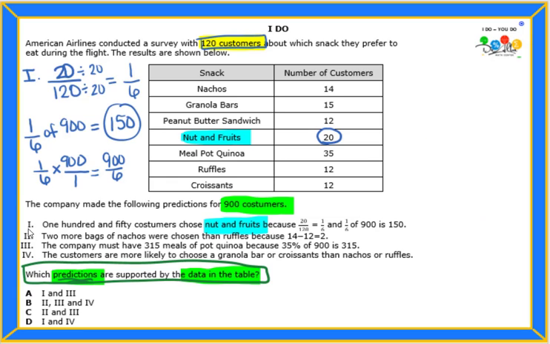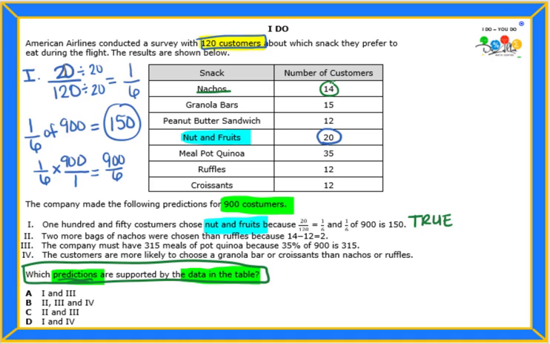So as we look at the first statement, we did get 1/6 when we simplified 20 over 120, and we did get 1/6 of 900, and it did give us 150. So this statement is true. Okay, so now let's look at our second statement. The second statement says 2 more bags of nachos were chosen than Ruffles, because 14 minus 12 is equal to 2.